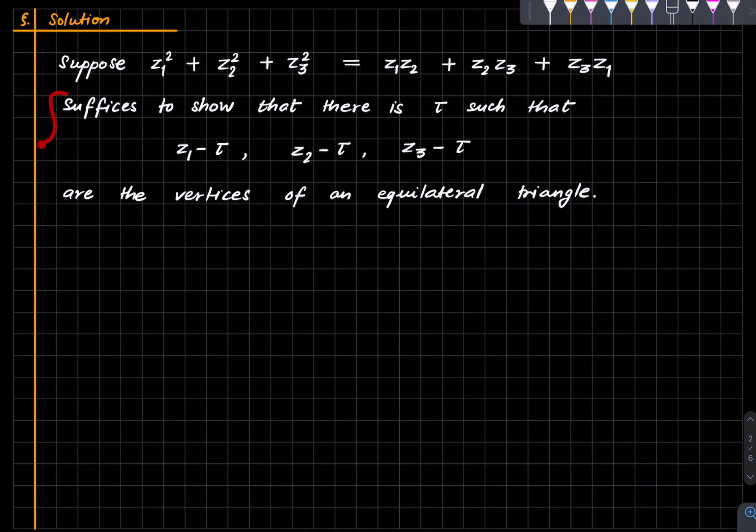Okay, so what we will do is we will find a suitable tau such that it will be easy to show that the corresponding translated points are the vertices of an equilateral triangle. All right, so towards that, here is a very simple claim.